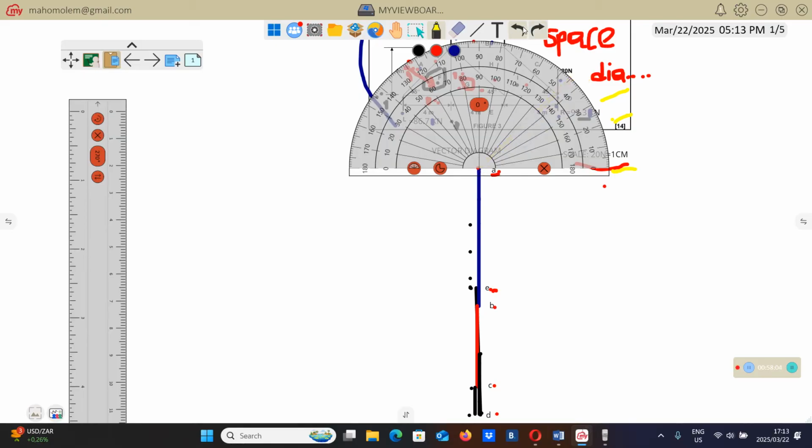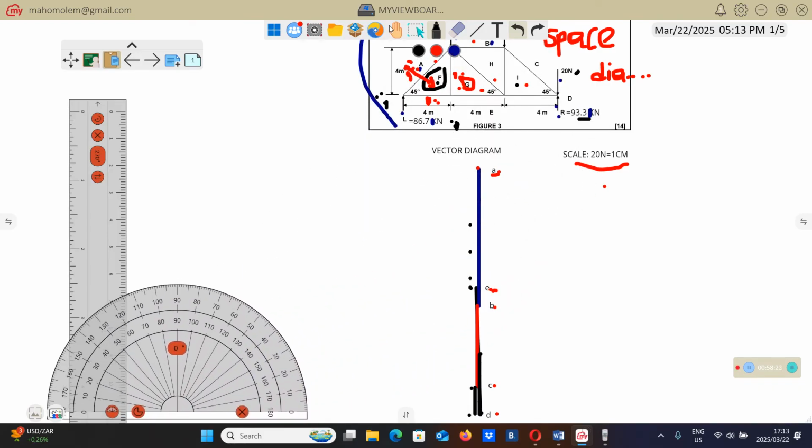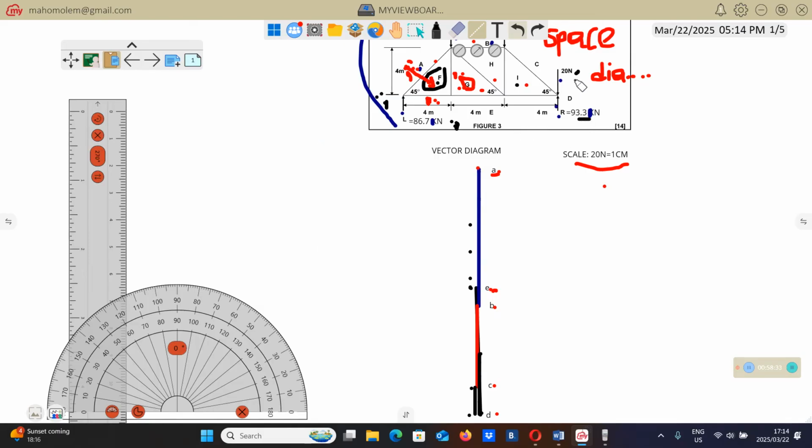But let me use a dot, because yourself you won't be able to do that. Yourself you have to make a dot. Here at 45 degrees, you put a dot like this. Then after that, you remove this protractor. Then you draw a construction line, meaning a dotted line. You're going to put a dotted line from here, crossing that point A like this.